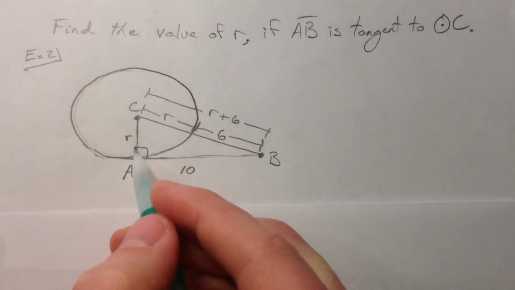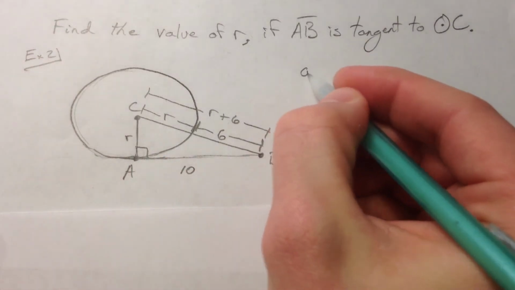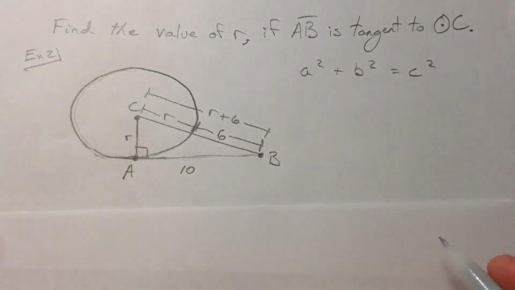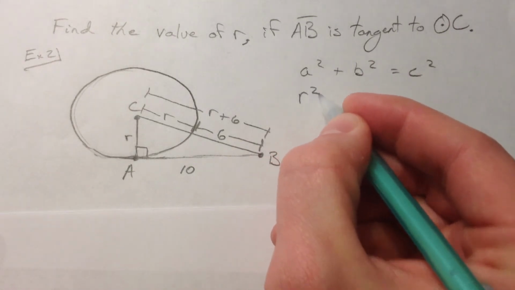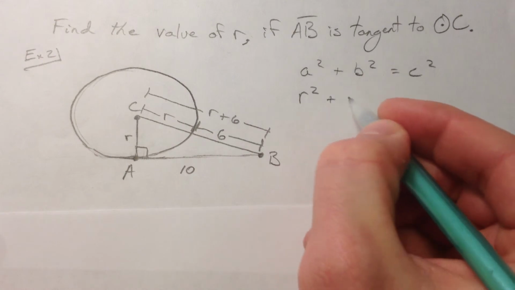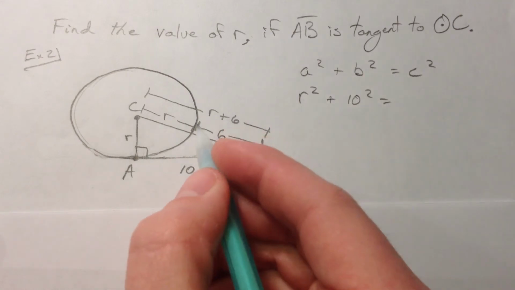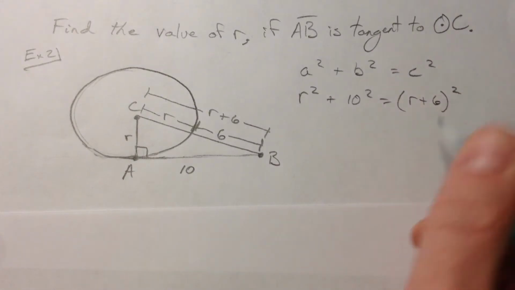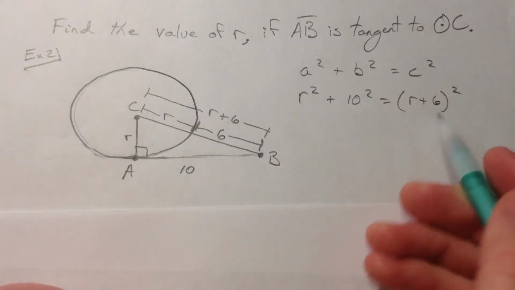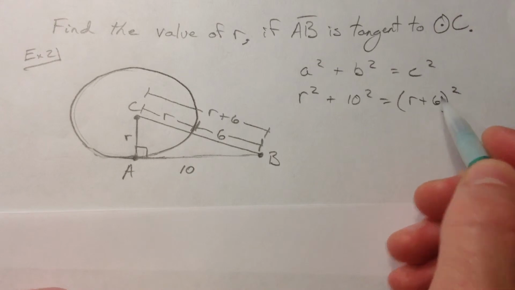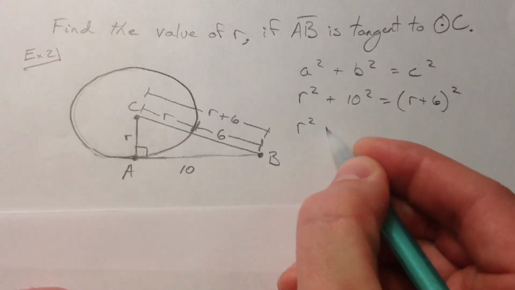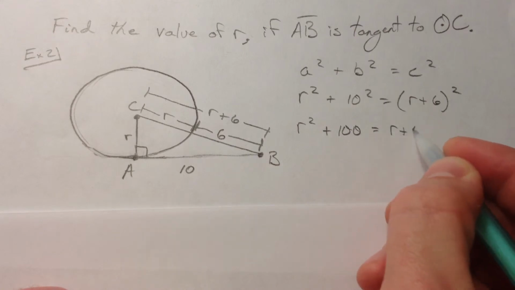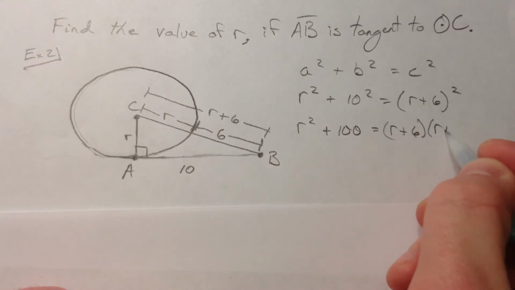And so I'm going to do a squared plus b squared equals c squared, because it's a right triangle. My a squared could be the r squared right here, plus 10 squared, equals (r plus 6) squared. And you have to be careful when you square this right here, because squaring, we cannot distribute it. It doesn't work. We'll leave that conversation for another day. But what you have to do is (r plus 6) times (r plus 6).